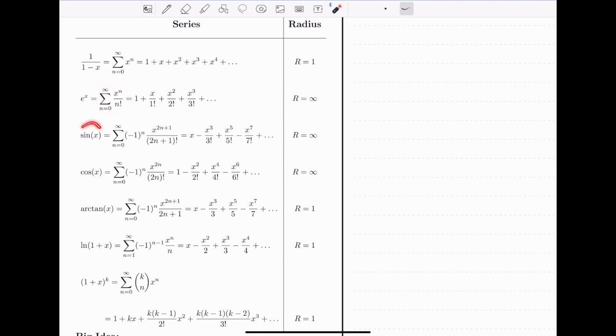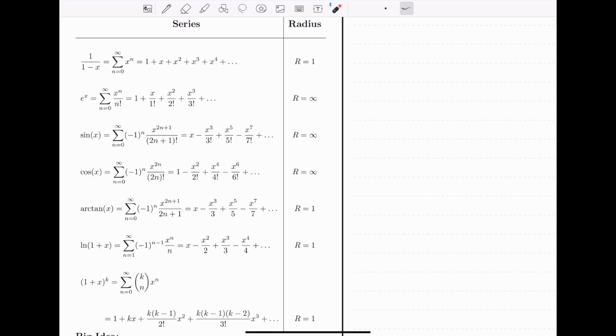We found the Maclaurin series for sine. There it is. This also has an infinite radius of convergence. So does cosine. We didn't look at arctangent, but arctangent has this Maclaurin series. Natural log of 1 plus x, centered at 0. Here's the Maclaurin series for that. Then finally, this is the binomial series, which we looked at in the last video.